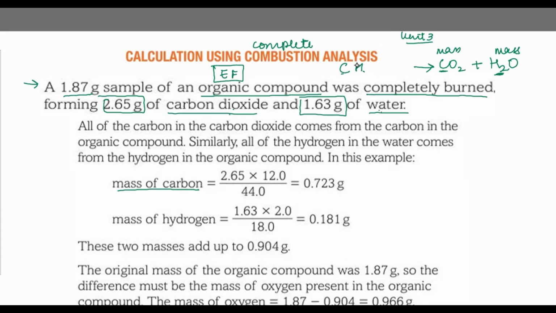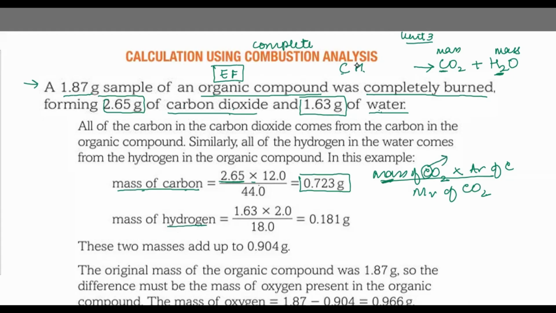Now here, you will be calculating the mass of carbon. You have been given the mass of carbon dioxide, and you will find the mass of carbon by multiplying it by the AR of carbon divided by the molar mass of carbon dioxide. So it's basically the mass of carbon dioxide times the relative atomic mass of carbon divided by the MR of carbon dioxide. When you do it, you'll find the mass of carbon which is present in the carbon dioxide.